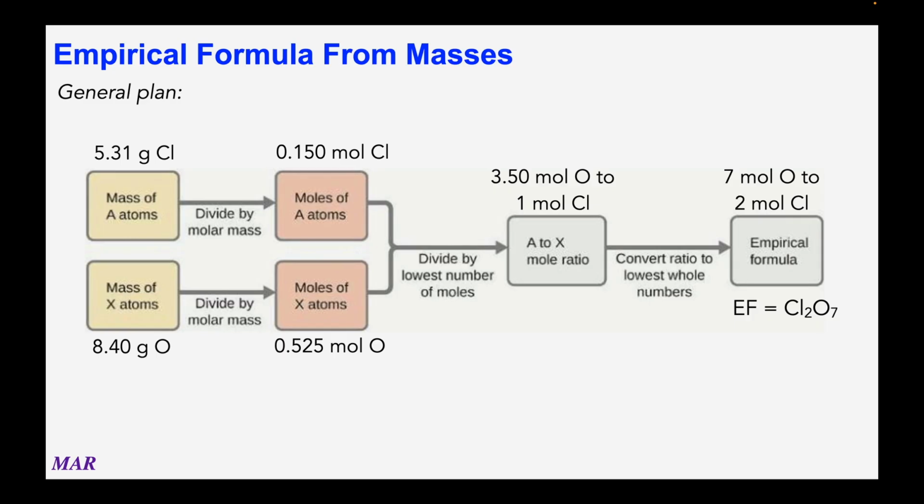And with that last example with Cl and O, that's exactly what I did. We started on the far left with grams of Cl and grams of O. We then divided by the molar mass to get moles of Cl and moles of O. And that was an ugly formula, but what you want to do then is divide both of them by the smallest number. So we divided them both by 0.150 to get a 3.50 to 1 mole oxygen to chlorine ratio. And that's better, but we want to have whole numbers, so we multiplied both of those by 2 to get Cl2O7, the empirical formula in that problem.